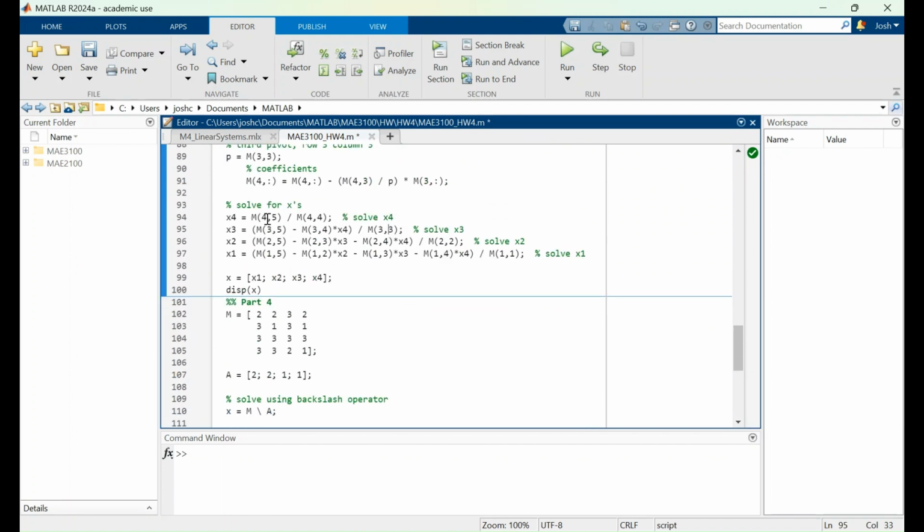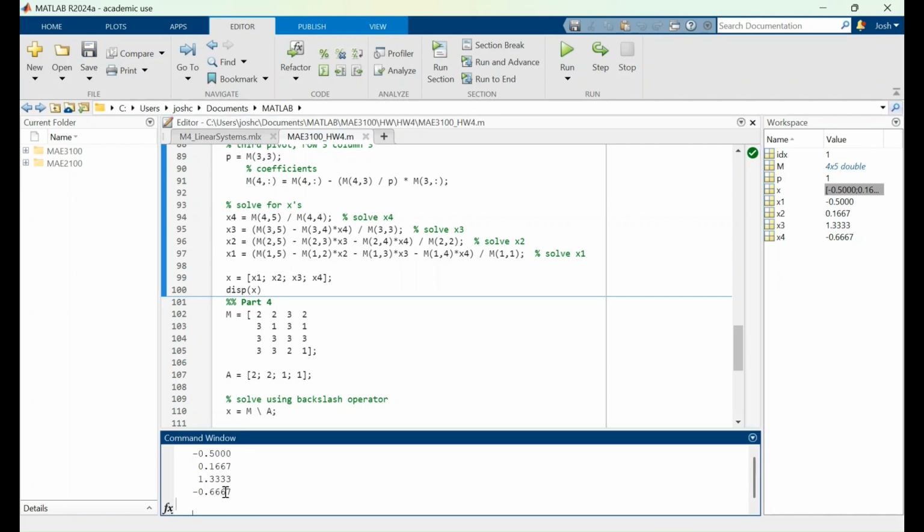Solving for your x's, you go x4, 3, 2, 1. Always go from bottom to top because the bottom has no other variables, and the top one has the most. So you have to use the bottom to the top to stair step up pretty much to solve for x1. And let's display it. Same values.